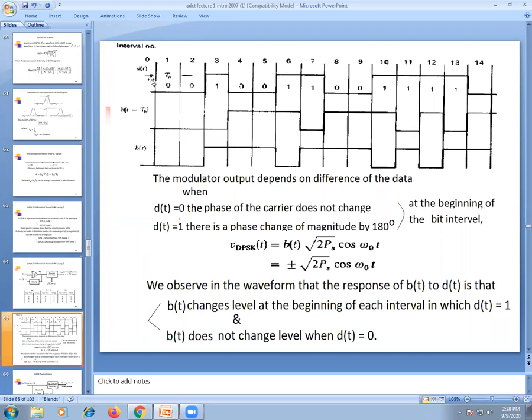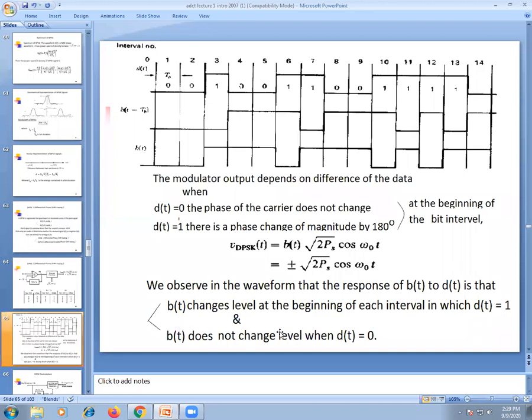So this b(t) and d(t): b(t) changes level. The last one is the b(t). b(t) changes level at the beginning of each interval. Once again, b(t) changes level at the beginning of each interval in which d(t) is equal to 0.